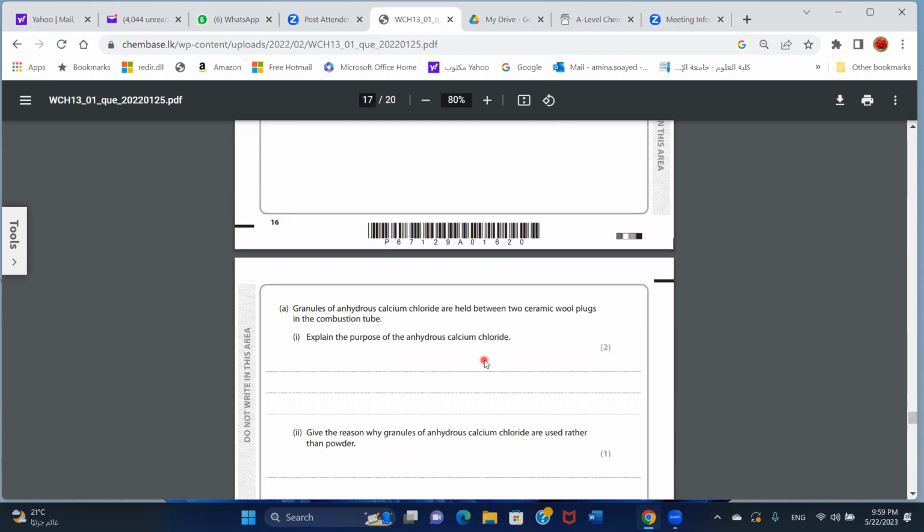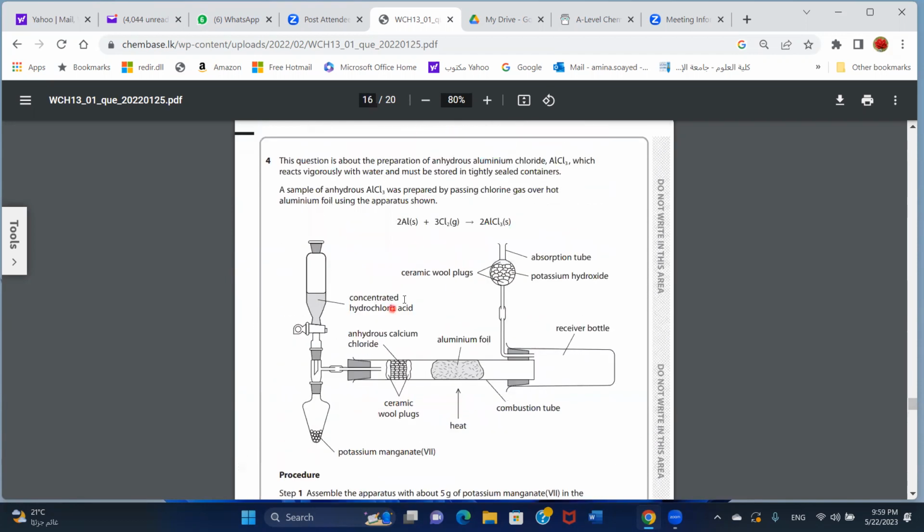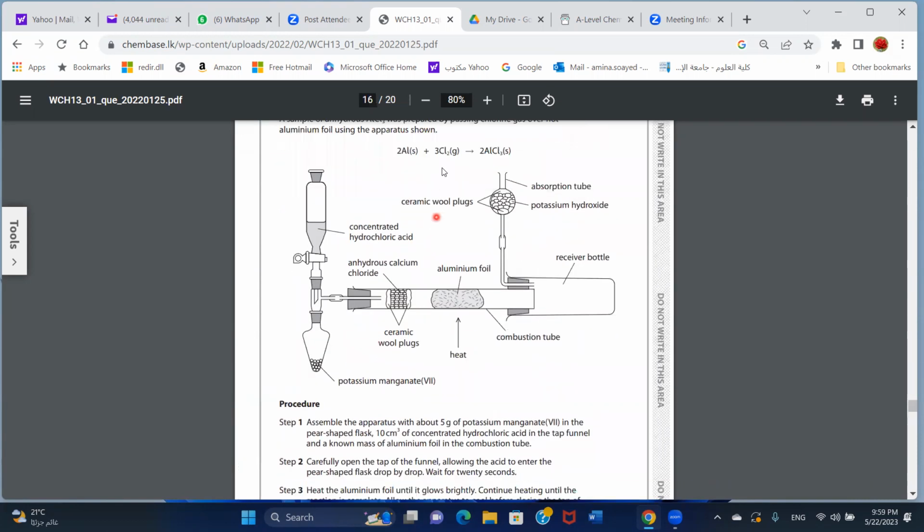chlorine. It absorbs water from the chlorine because here we want chlorine to pass through the aluminum foil. And they said that in order for chlorine to be produced, we are going to add concentrated hydrochloric acid to the potassium manganate 7. So chlorine gas is going to be obtained. And they place here the anhydrous calcium chloride, as it's going to dry or remove the water from the chlorine gas. We don't want water to pass through the aluminum foil. We want only chlorine to pass so as to form the aluminum chloride.